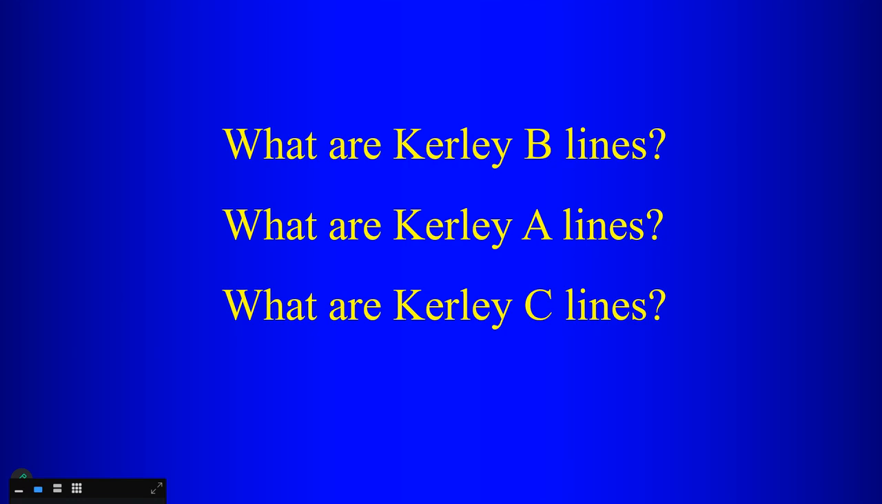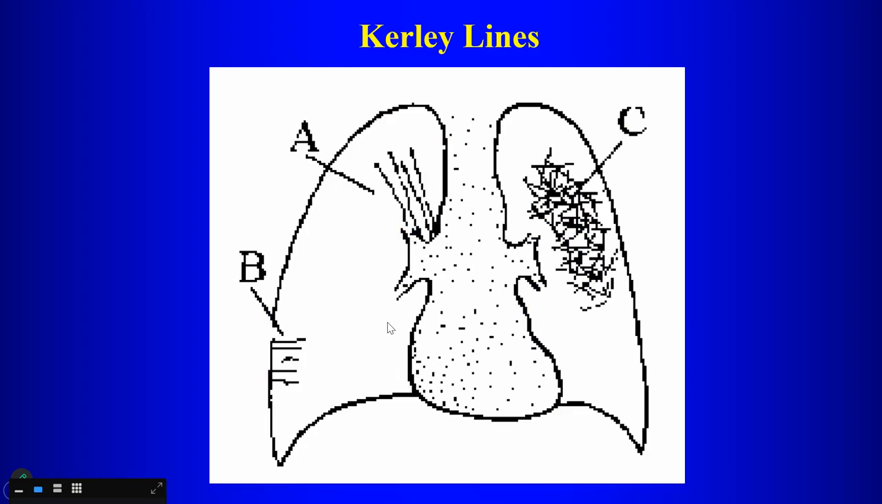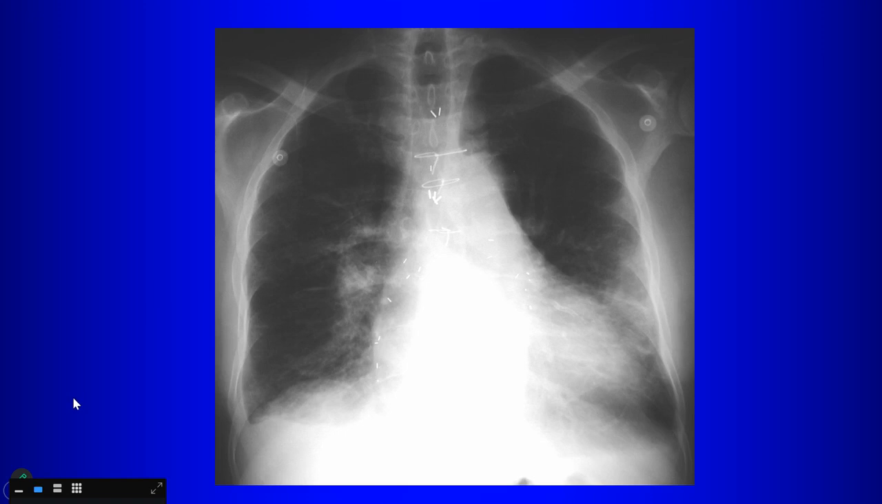Curly A lines, very hilar, they radiate out from the hilum. Curly C lines. Curly C lines are just overlapping of curly A lines and curly B lines. So curly B lines, these are the ones that we most commonly see. These occur in the periphery, so at right angles to the pleural surface. Curly A lines radiate out from the hilum, and curly C lines is just overlapping of the A and the B lines. All of these represent thickened interlobular septae.